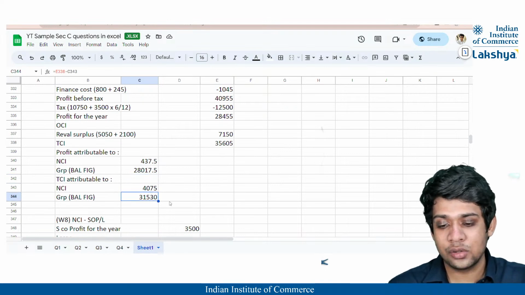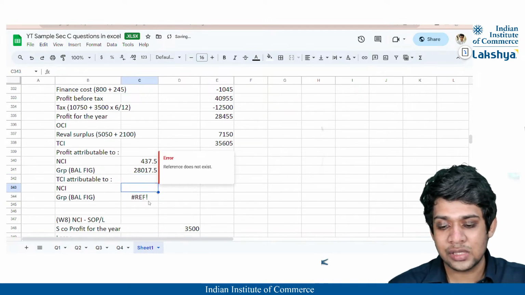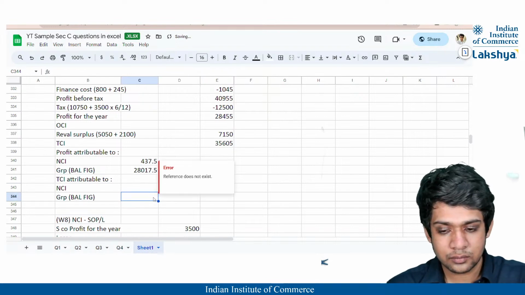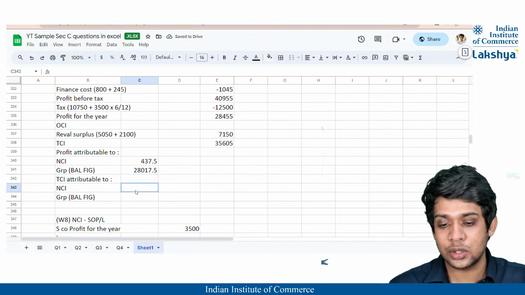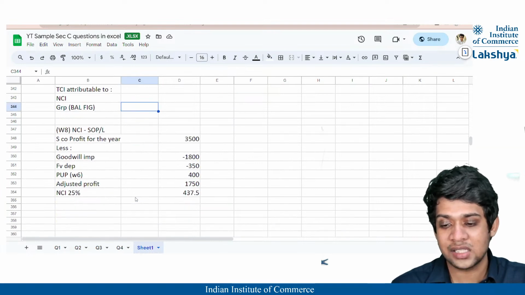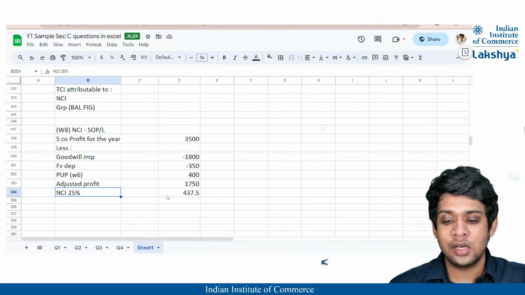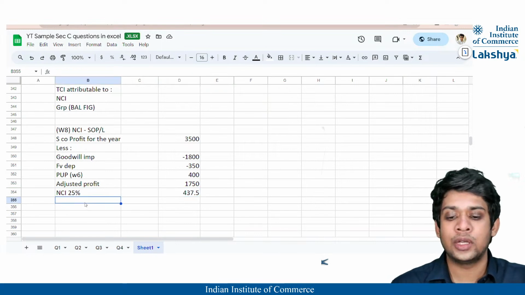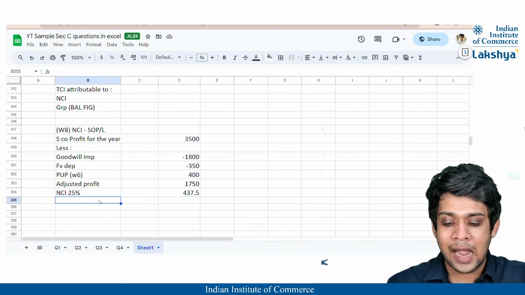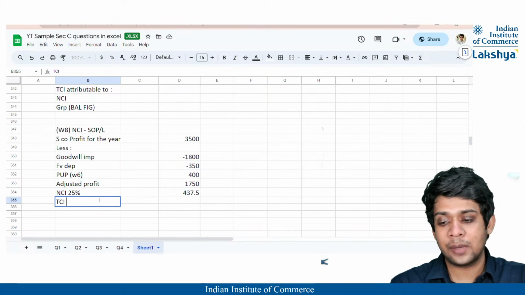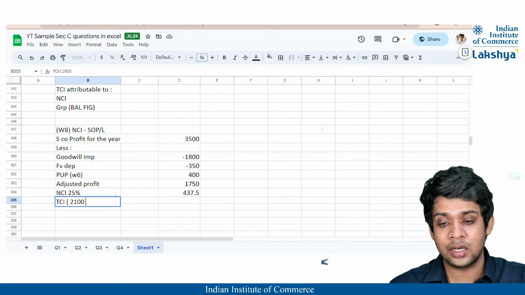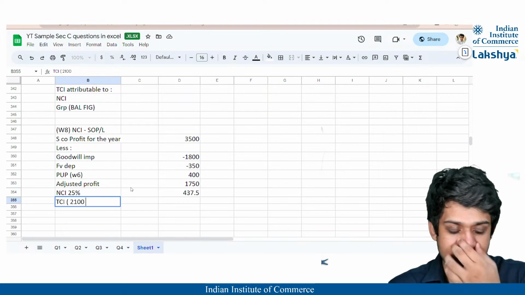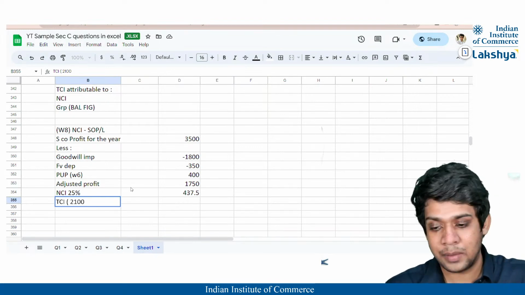Then comes these two values. So I'll just explain these two values as well, right? So let us understand these two values now. That is the total comprehensive income allocated to the non-controlling interest and the group as a balancing figure, right? So firstly here, the profit which is allocated to non-controlling interest is 437.5. And if you want to include the total comprehensive income, then in such a case, you will also take the total valuation, that is 2100 was the subsidiary fair valuation in the post acquisition period, correct?